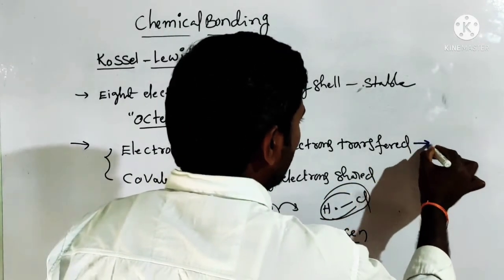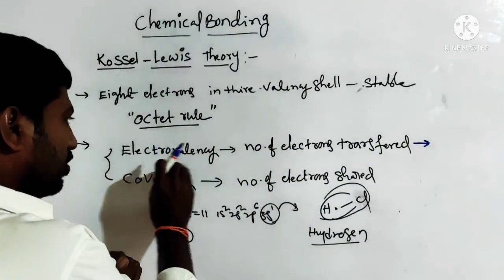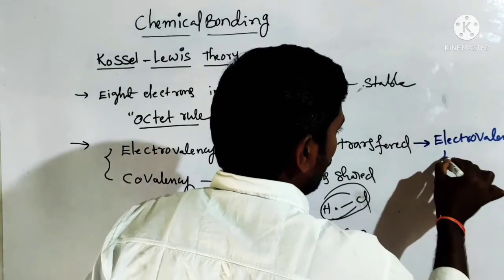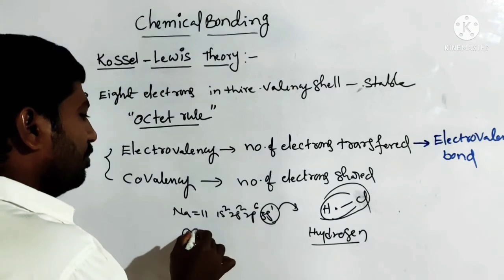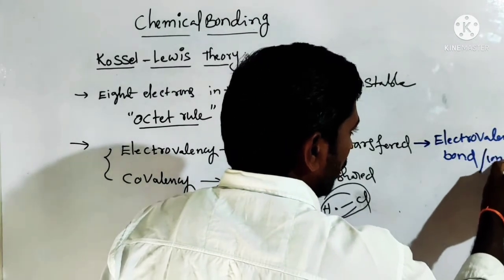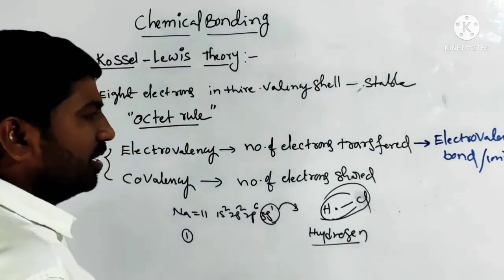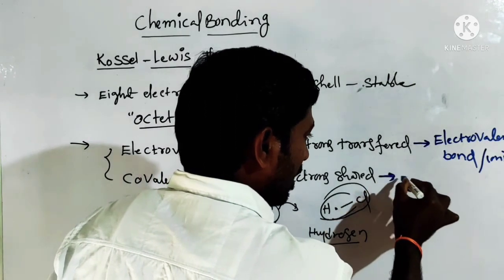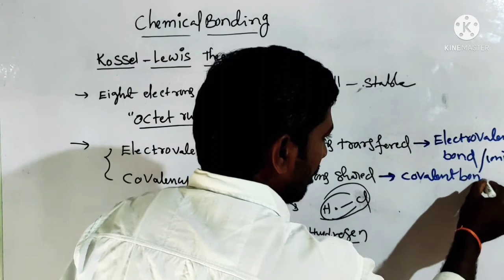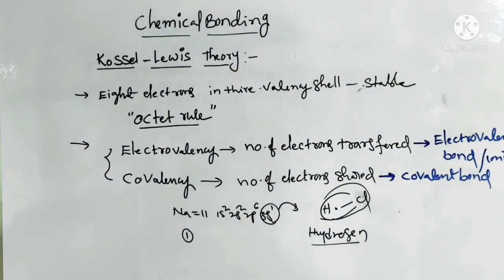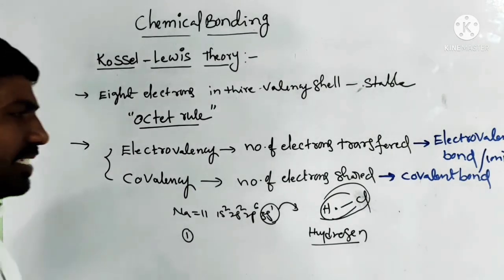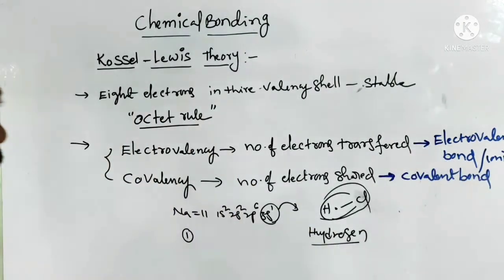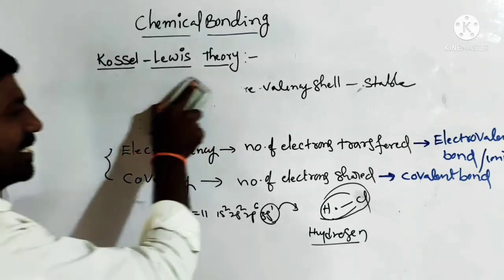Next, the resultant bond. The number of electrons transferred is known as electrovalency, and the resultant bond is the electrovalent bond. For example, NaCl is an ionic bond. So the electrovalent bond is the ionic bond. The number of electrons shared between 2 atoms is the covalency, and the resultant bond is the covalent bond. So this is about Kossel-Lewis theory and Lewis structures, Lewis dots.